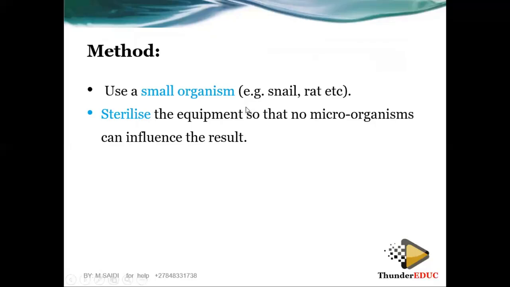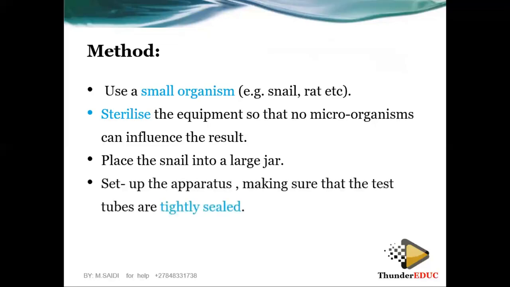Use a small organism. We can choose any organism, a rat, whatsoever. Then sterilize the equipment so that no microorganisms can influence the results, because microorganisms can produce carbon dioxide during anaerobic respiration or aerobic respiration, depending. So we sterilize them so that we kill them. Place the snail in the large jar as you saw, and then set up the apparatus. Make sure that the test tubes are tightly sealed so that there is no incoming air from outside.